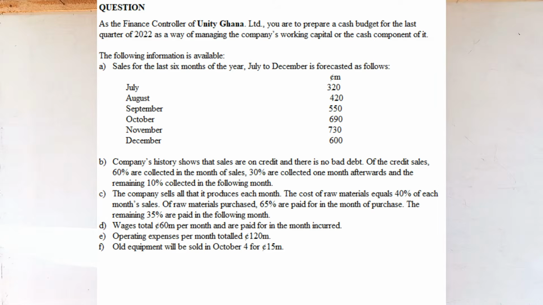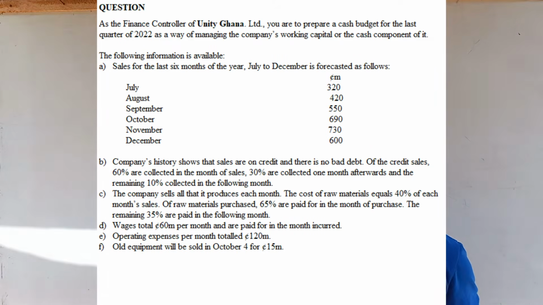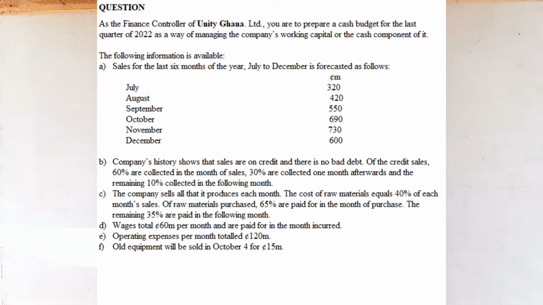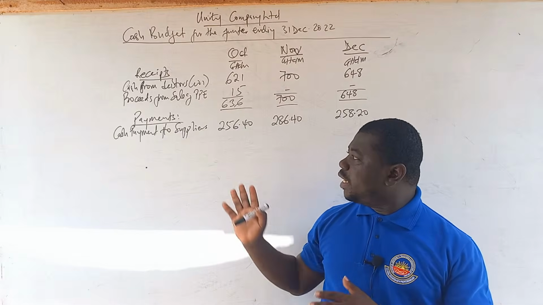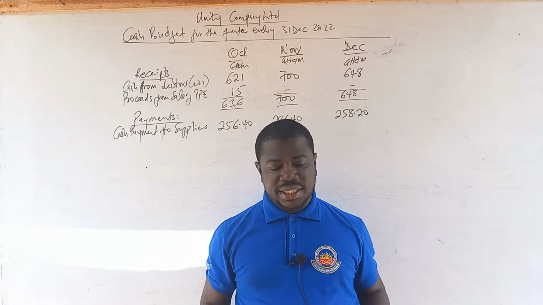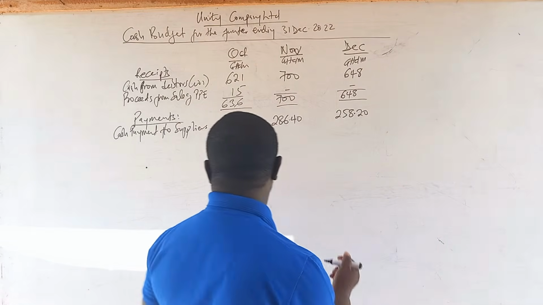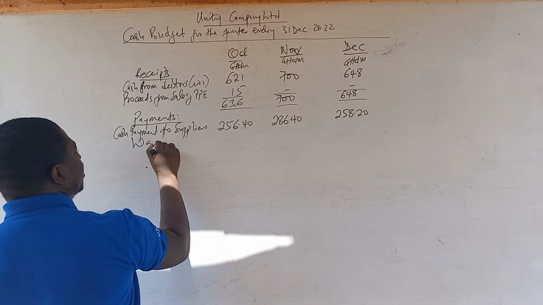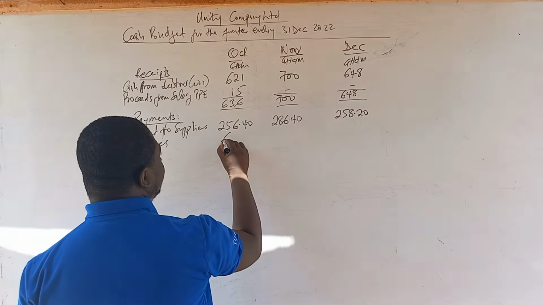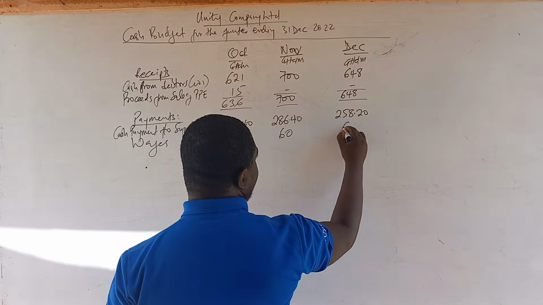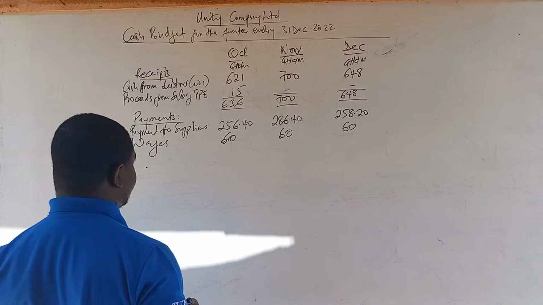So let us begin from information D, because we've already treated information A, B, and C in our workings. D, wages total 60 million per month and are paid in the month incurred. So wages are 60 million per month, but they are paid in the same month. So we just write wages. Every month will be 60 million. So wages 60 each month.